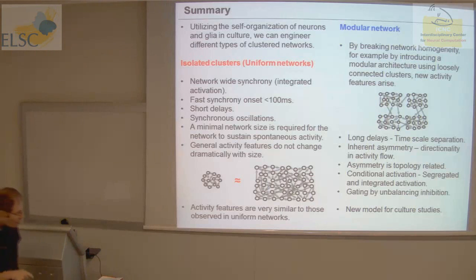And finally, what I want to suggest is that this model in culture can be a very useful system to study information processing in culture, because each module or each cluster in this system has all the richness of activity patterns that were previously described in uniform networks. However, by coupling those clusters with loose connectivity, we get new and exciting features. So, this is one of the points.